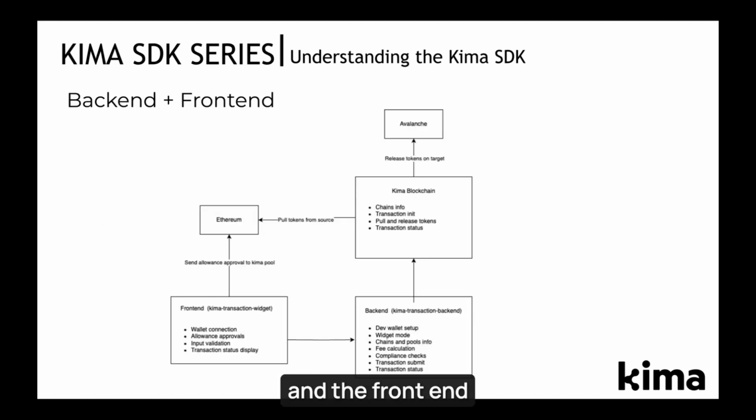So how do the backend and the frontend communicate? When the frontend initializes, it first retrieves key settings from the backend, such as the network option, which can be testnet or mainnet, the explorer URL for checking the transactions, the available chains and pools of the blockchains and liquidity pools that can be used, and finally, fees and compliance check. If enabled, the backend ensures that wallet addresses comply with regulations. Now, the frontend is fully initialized and ready for user interaction.